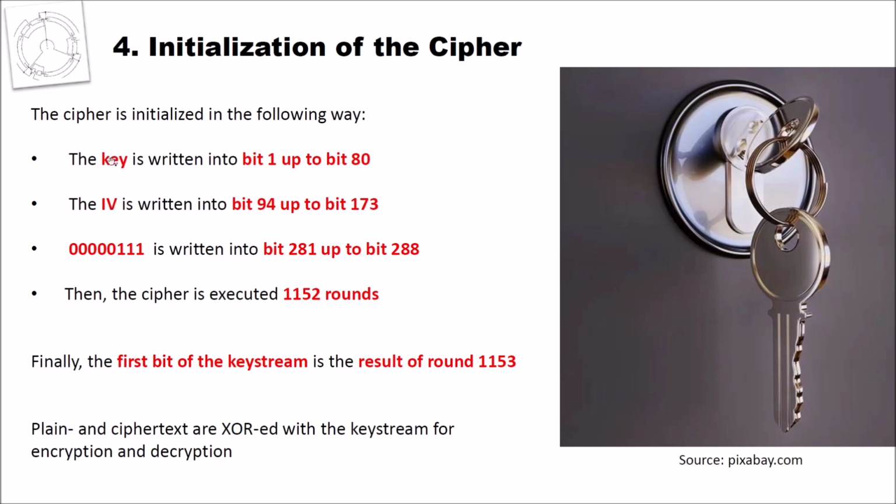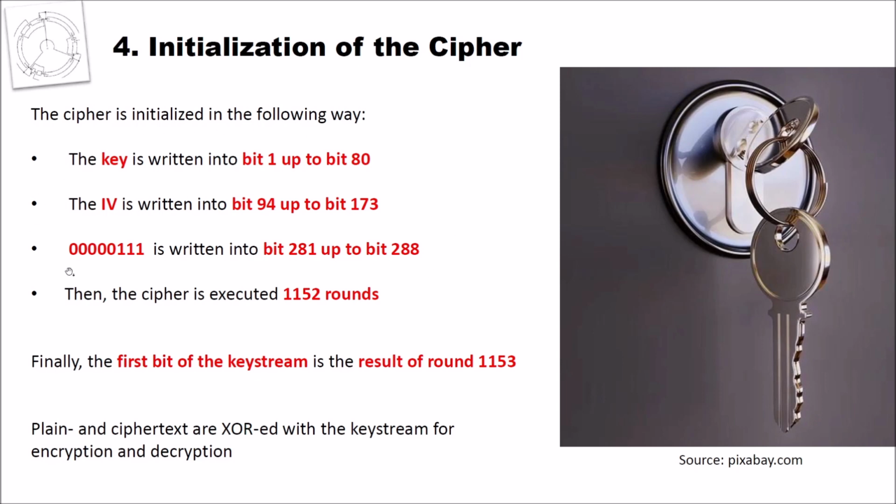Then, when we put the key and the IV into our cipher, there's also a constant that has to be written into the cipher. And the constant is 0000111. This is 7, so this is 1, 2, and 4. This is the value 7. And this is written into bit 281 up to bit 288. So at the end of our shift registers, at the end of the third shift register.